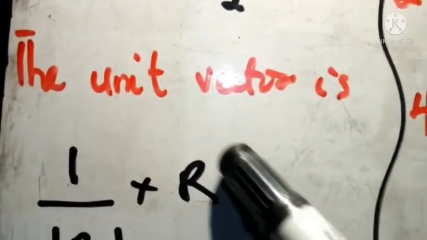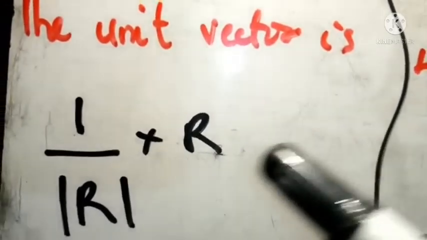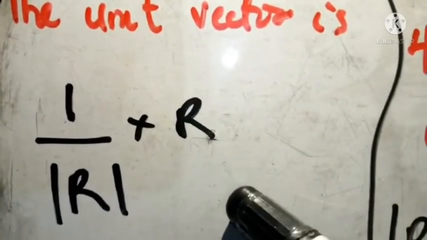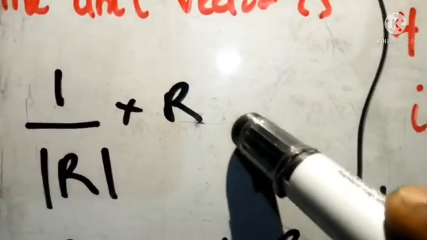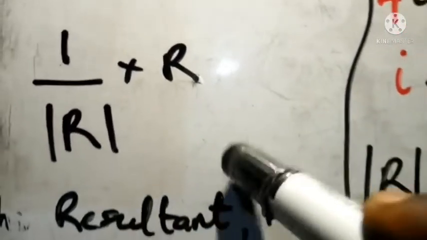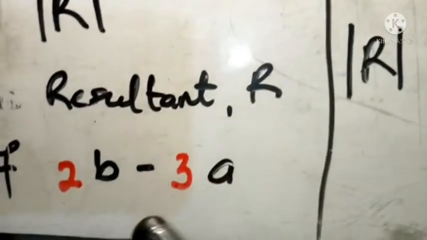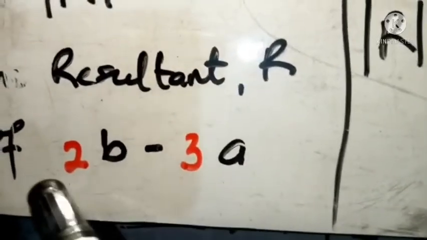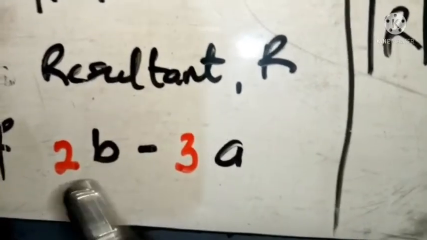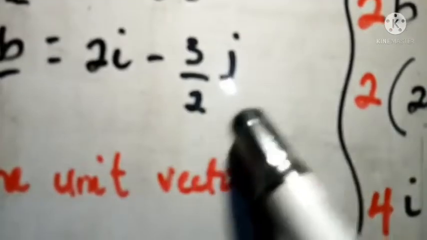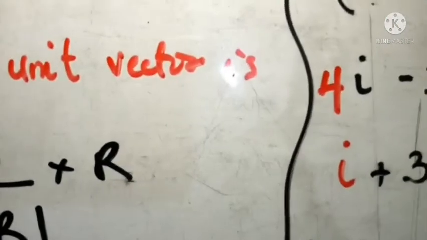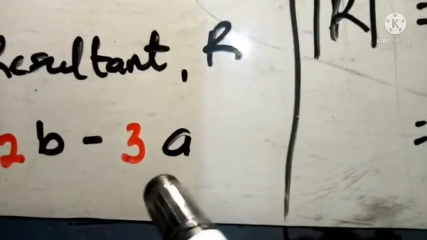We know that this is what we call the unit vector formula. Anytime you see this on the left-hand side, you must call it the unit vector. That is 1 over the absolute value of r multiplied by the r, whereby the r is the resultant vector. So how do you get the resultant vector here? We are given this. So first of all, you must know the 2b, that's 2 multiplied by b, and you are given b to be 2i minus 3 over 2j. Is that okay? So just use 2 to multiply that, and then minus 3a here.